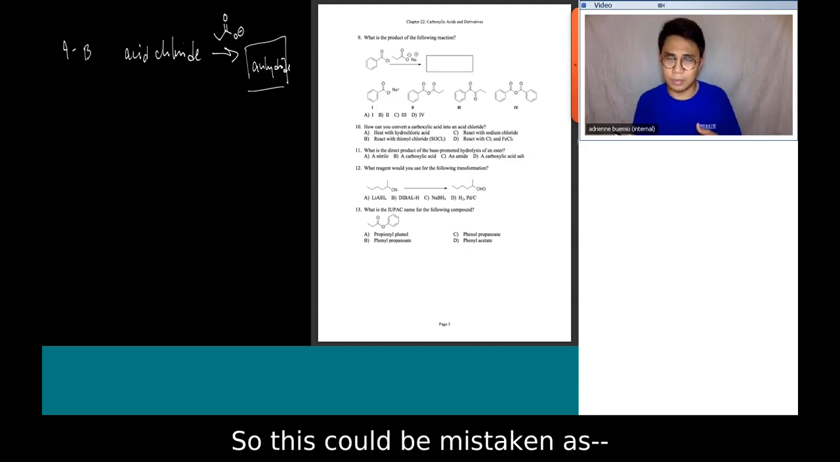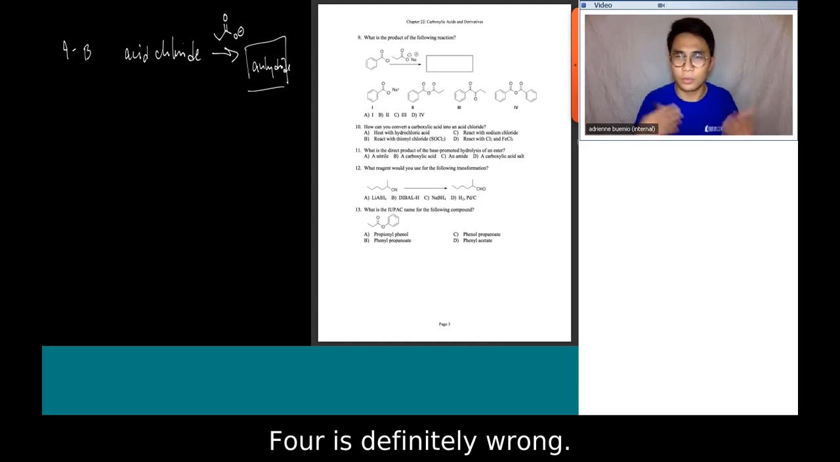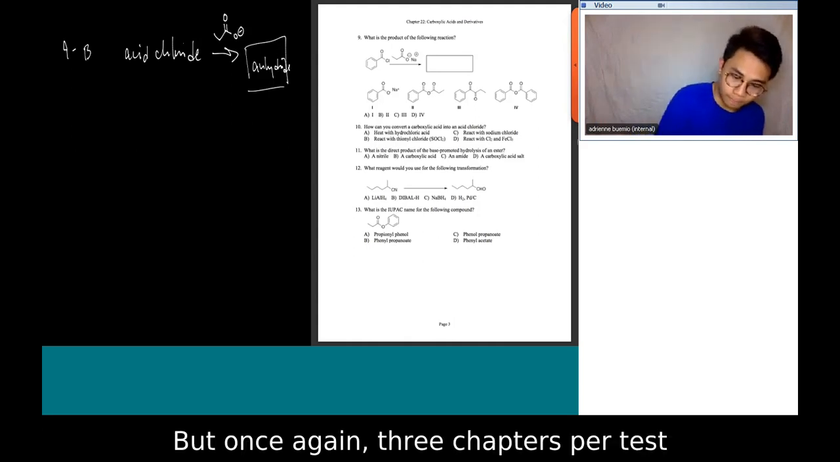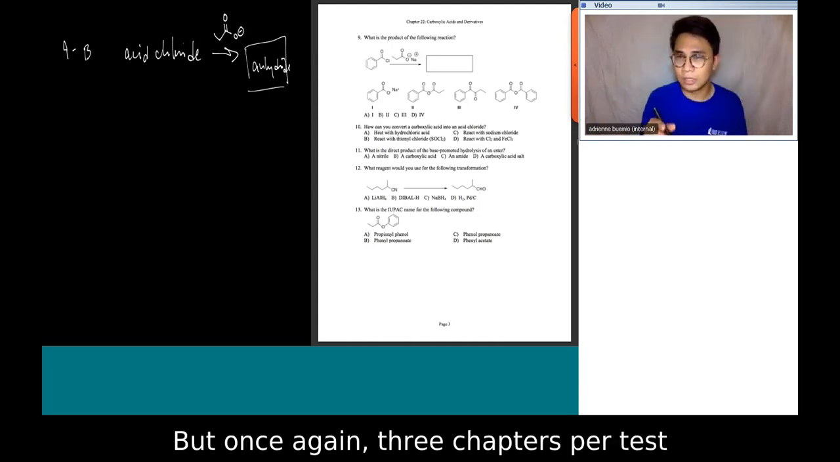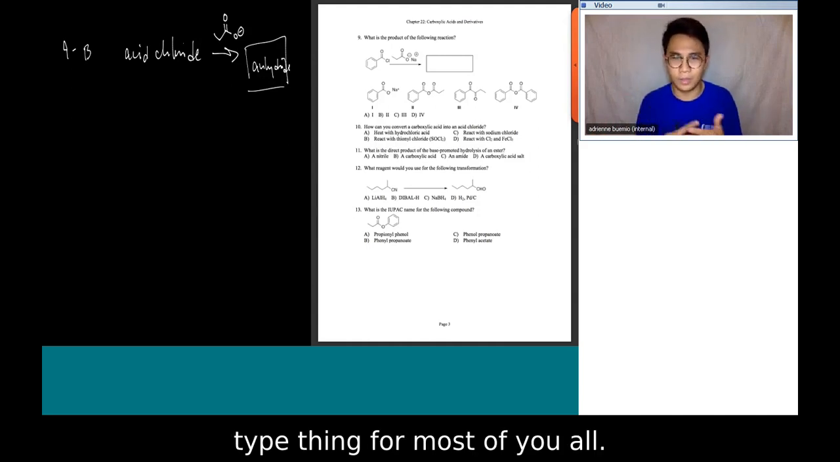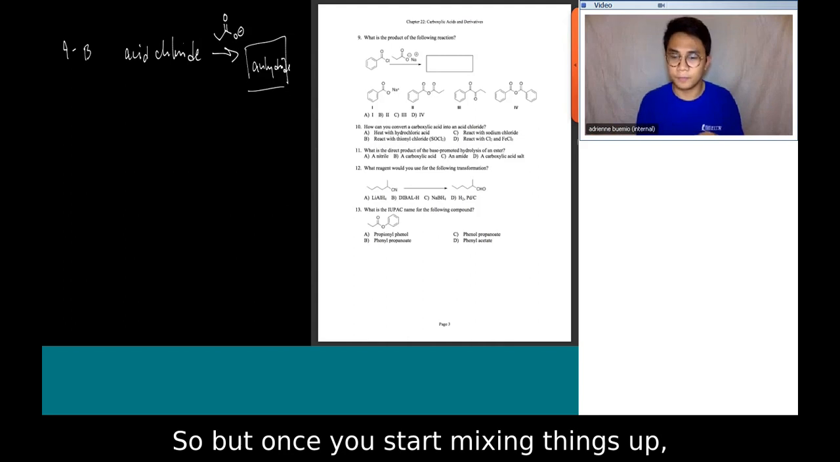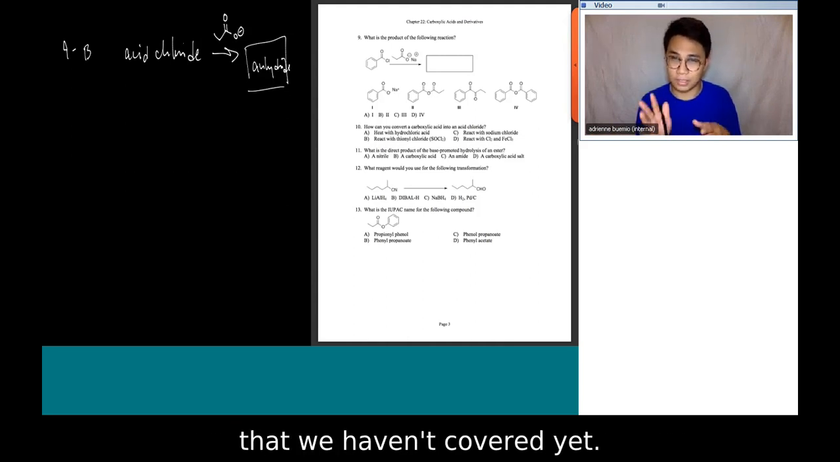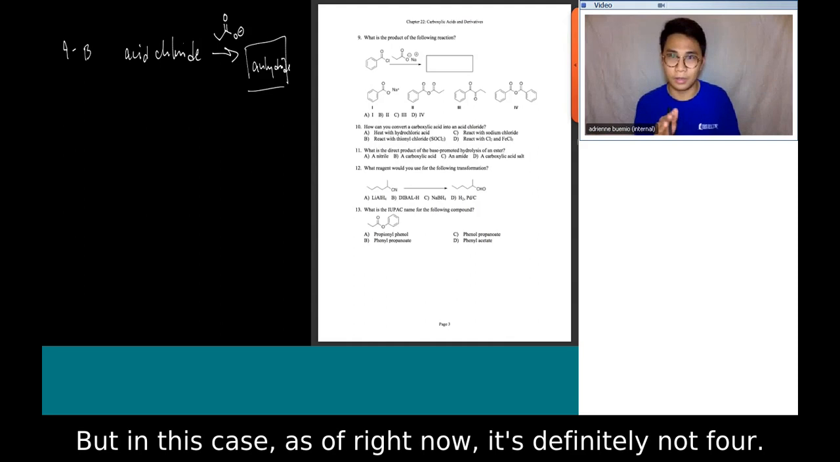So this could be mistaken as, well, actually, no, 4 is definitely wrong. Where are we getting that other benzo group? Once again, it's like 3 chapters per test for most of y'all. So once I start mixing things up, you might get confused by other reactions that we haven't covered yet. But in this case, as of right now, it's definitely not 4.